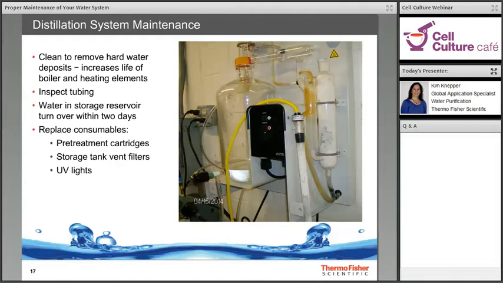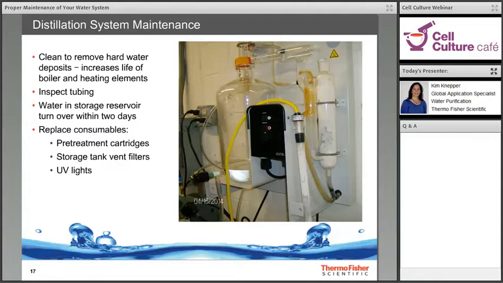The water coming out of the still is going to be hot, over 80 degrees Celsius. Therefore, you need tubing that can withstand that high temperature without breaking down. So I've actually had cases where customers have used the wrong tubing that could not handle the hot temperature, and the tubing was scorching and breaking down, and they actually had a layer of oil on the top of their product water in the storage tank.